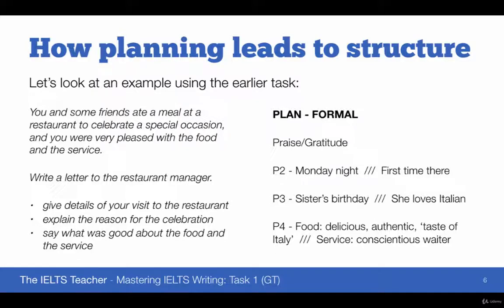Paragraph 4, say what was good about the food and the service. So first of all, the food, it was delicious, authentic, a taste of Italy. So we're just putting some expressions there that we can turn into a sentence later. And the service, there was a conscientious waiter. So this can be quite a good opportunity to write down any useful adjectives that you think will help to improve your mark later, and then to put them into the paragraph at an appropriate time. It's a very, very simple plan. 2 ideas per paragraph plan, along with the letter type and the purpose of the letter.